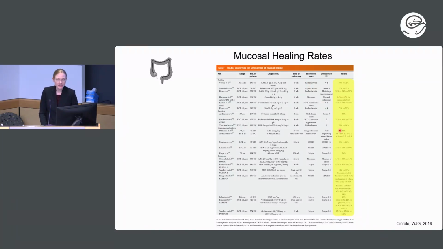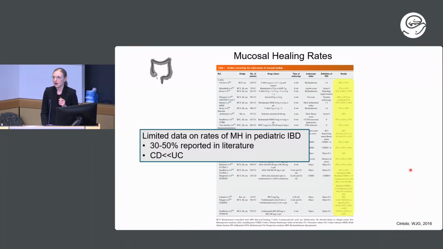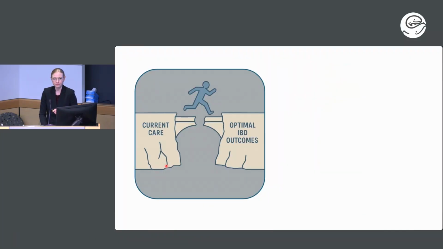Again, this is adult data too. The pediatric data are more limited, but the numbers range from 30 to 50% who achieve mucosal healing in the literature. It's not great. And in general, Crohn's disease has a lower rate of achieving deep mucosal healing than ulcerative colitis. So clearly there's a gap in our ability to provide optimal care and deliver optimal IBD outcomes for our patients with inflammatory bowel disease.